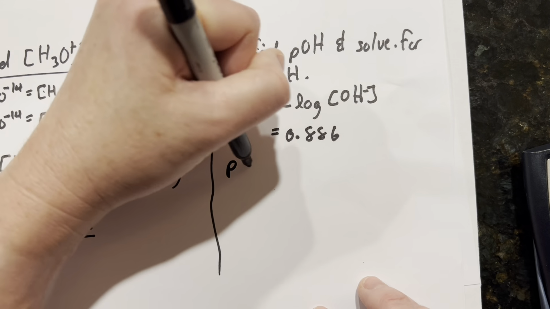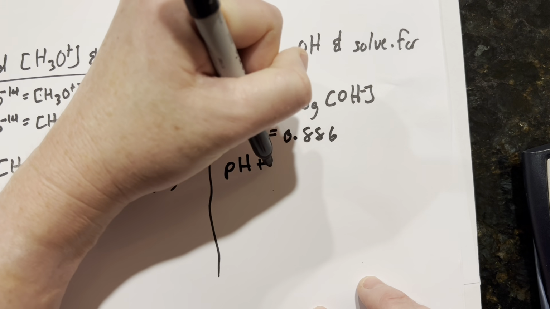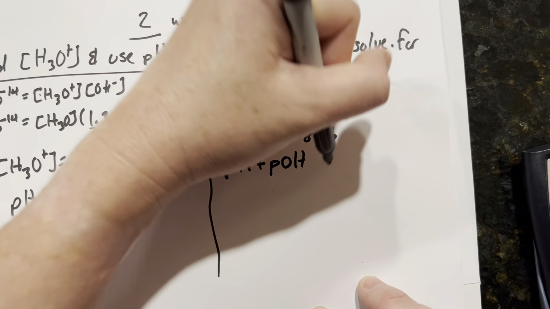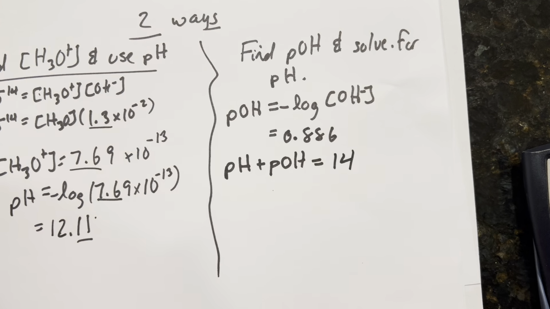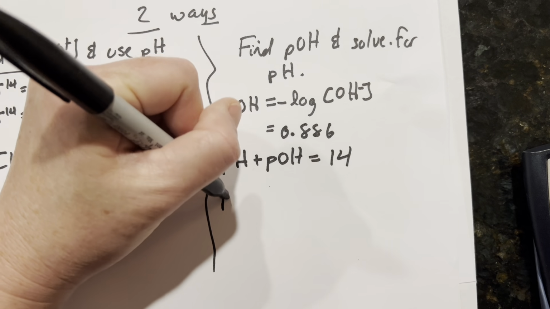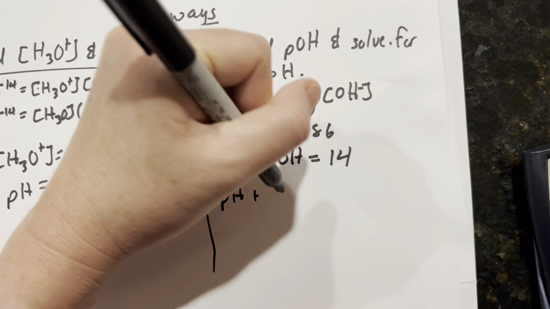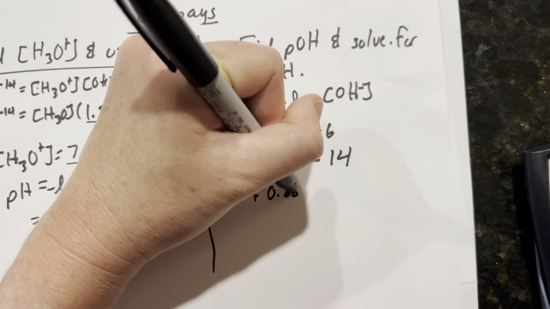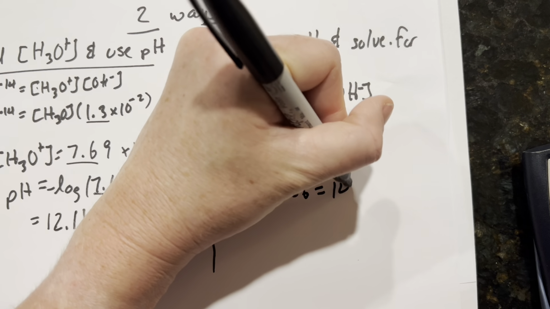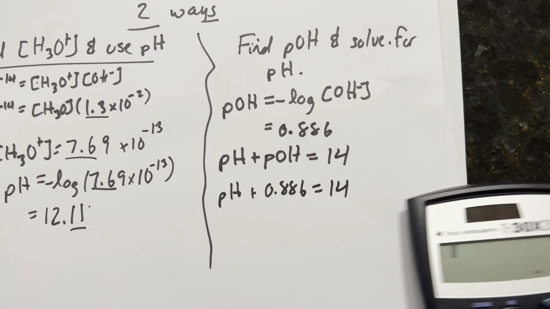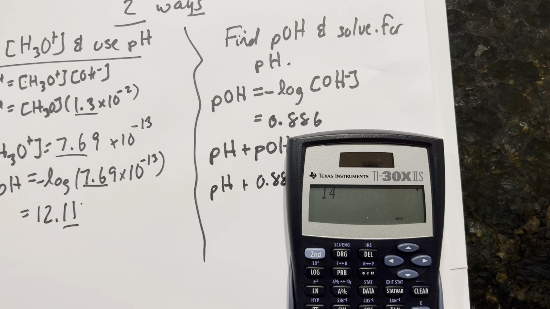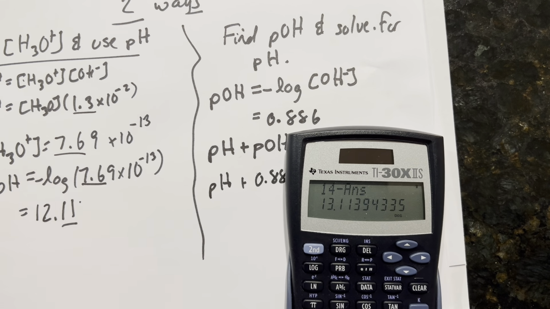Now, one equation we really haven't gone over, but you could figure it out, is this one. pH plus POH equals 14. Remember that this is our POH, so we know pH plus 0.886 equals 14. So now just 14 minus our last answer.